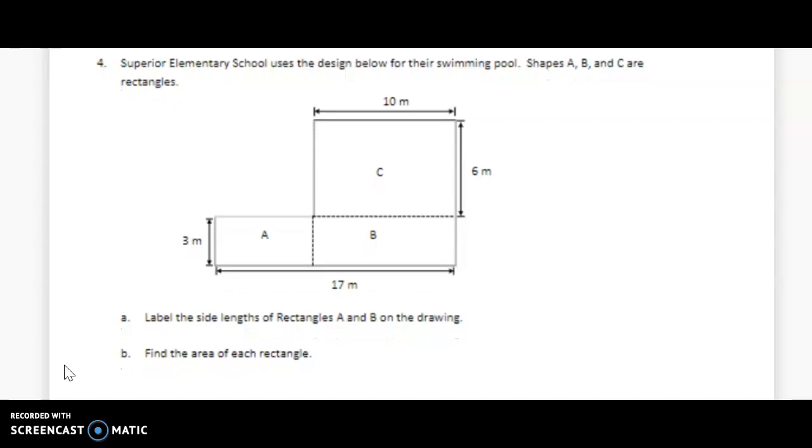Superior Elementary School uses the design below for their swimming pool. Shapes A, B, and C are rectangles. Label the side lengths of rectangles A and B on the drawing.